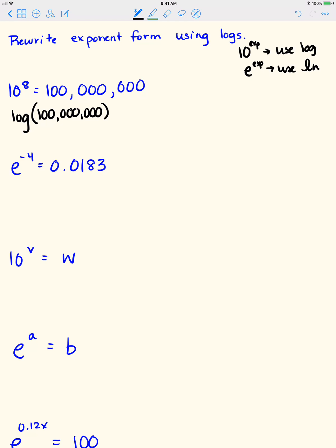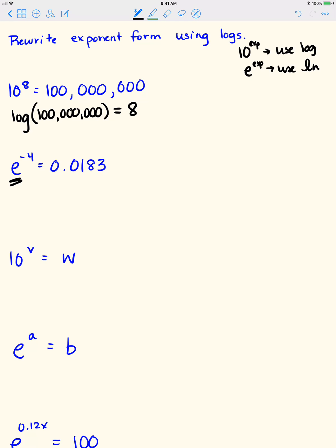You can use parentheses if you need to, would equal 8. Because again, the log of a number is just what power on 10 would give you the 100 million. In this case, it's 8. The next one, e to the negative 4 equals 0.0183.